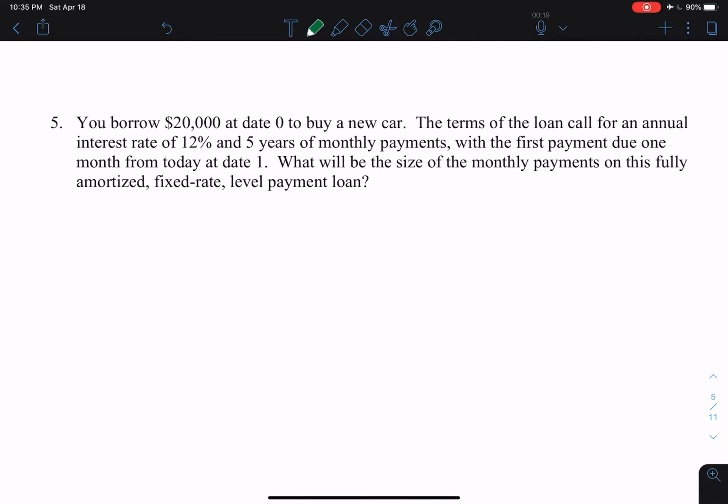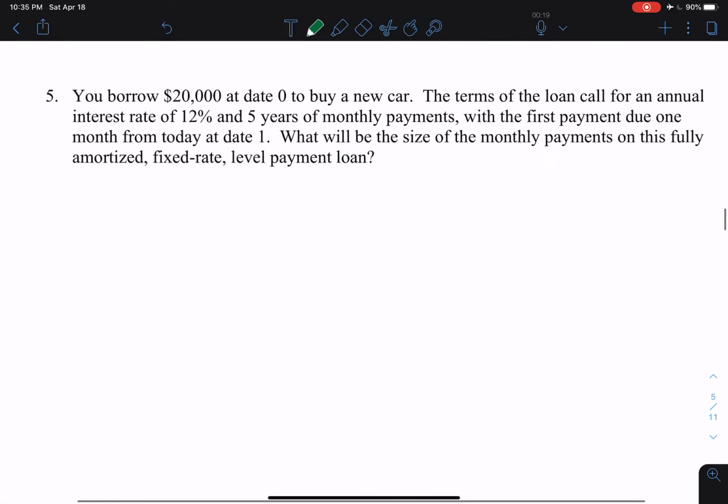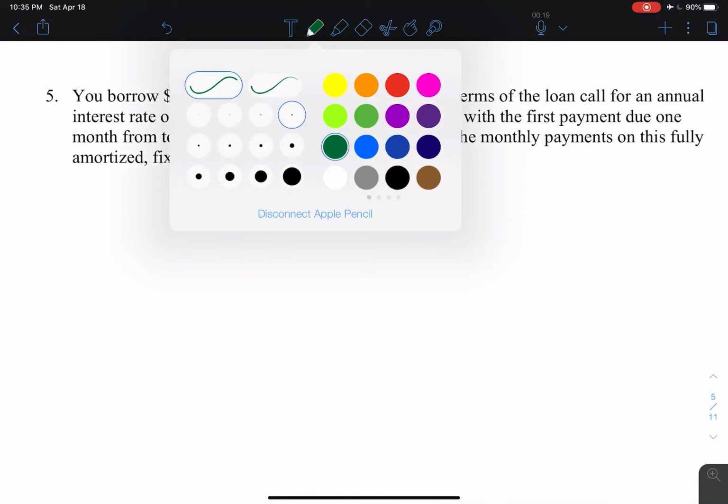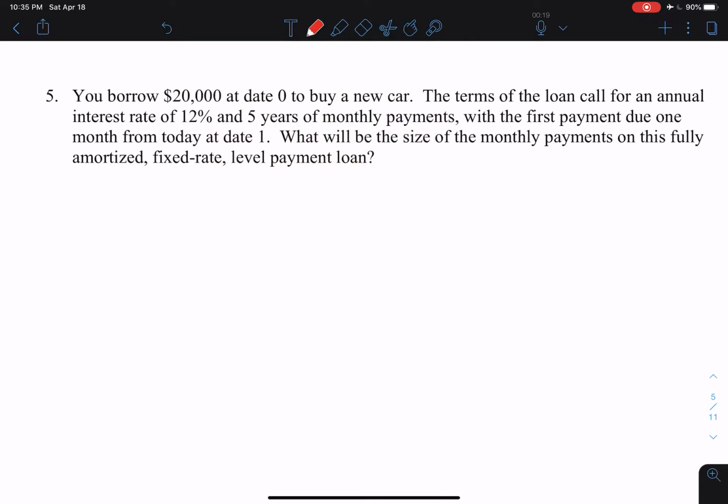Let's continue now. Let's look at problem number 5. You borrow $20,000 at date 0 to buy a new car. Terms of the loan call for an annual interest rate of 12% and 5 years of monthly payments, with the first payment due 1 month from today at date 1, today's date 0. What will be the size of the monthly payments on this fully amortized fixed rate level payment loan?